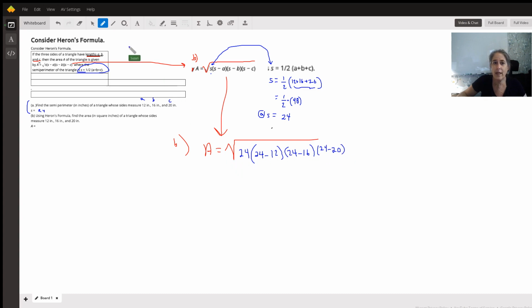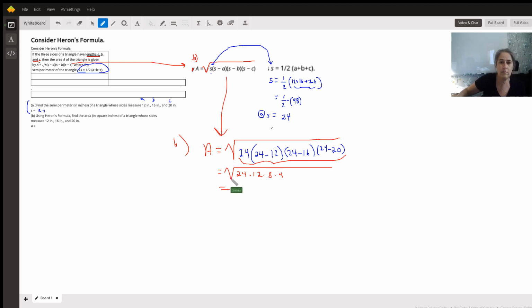So we're going to square root all of this. It's tricky because you have to do this whole problem and then square root it. So that might be where you're running into problems. This is 24 times 12 times 8 times 4. That's what you get when you do all of these. Or you could just put that all in your calculator at once without the square root. Either way, you're going to do 24 times 12 times 8 times 4.